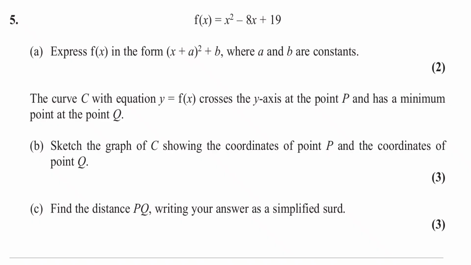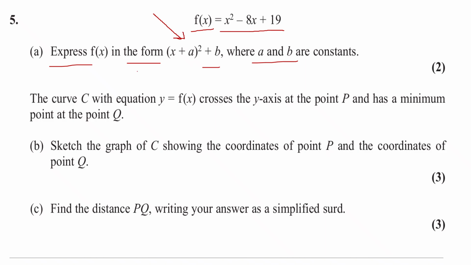So question 5a, we're given that f of x is equal to x squared minus 8x plus 19. So it's a quadratic. Part A, express f of x in the form (x + a) all squared plus b, where a and b are constants. So remember, alarm bells should be ringing. Whenever we see this format, we should be thinking completing the square, guys.